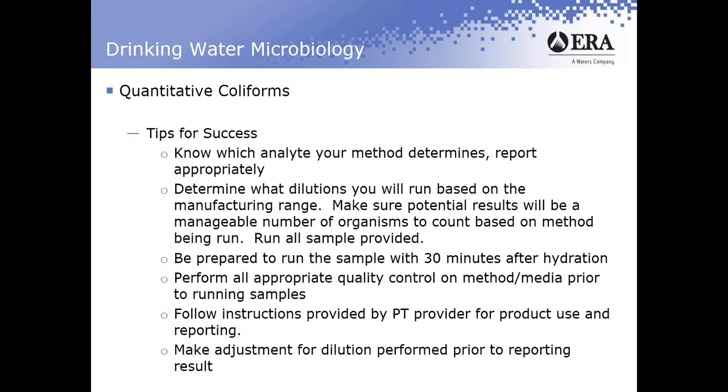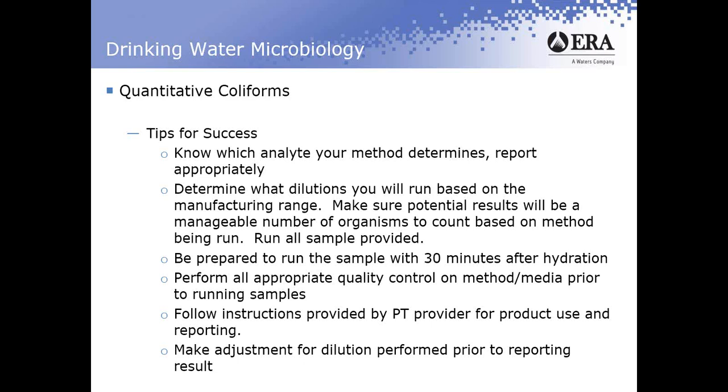Determine what dilutions you will run based on the manufacturing range. Make sure the potential results will be a manageable number of organisms to count. And run all the sample provided. With ERA, you've got a 100 ml sample. You should be diluting that in a variety of different dilutions to cover the range, and you should use all of the sample through the course of those dilutions. Essentially, you don't want to leave any information unrun, so to speak.